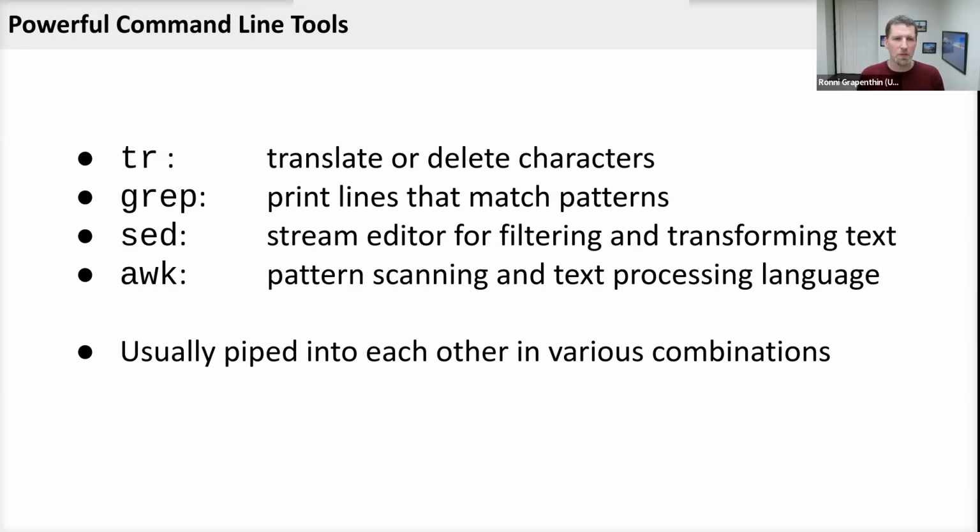Some powerful command line tools are tr, or translate, which translates or deletes characters; grep, which prints lines that match a certain pattern; sed, or the stream editor, that filters and transforms text; and awk, which is a pattern scanning and text processing language that is extremely powerful. Usually the output from one command is piped into another. You might apply tr on some input and then run some grep on this, and on these lines you do some replacing with sed, and at the very end you might throw in some math, and for that you'll use awk. So these could be 4 pipes called in one command line.